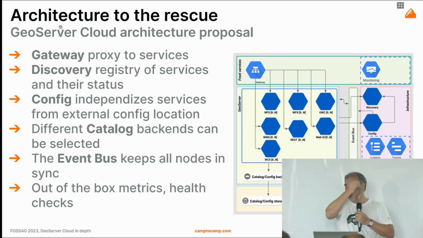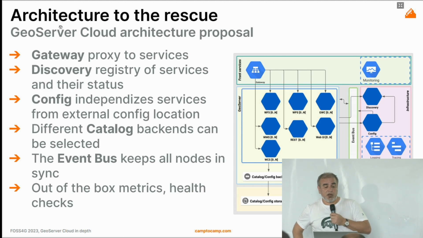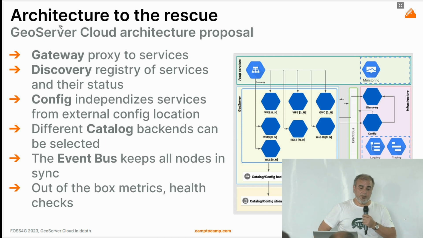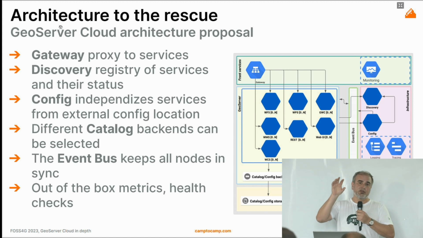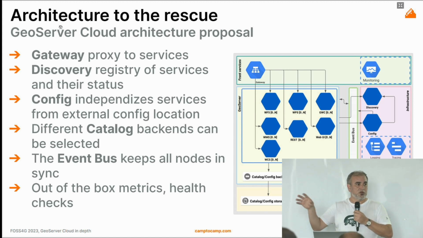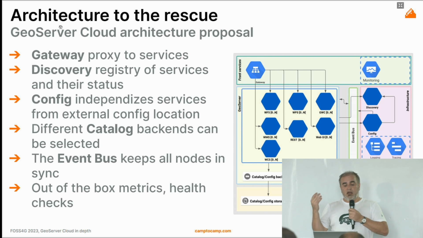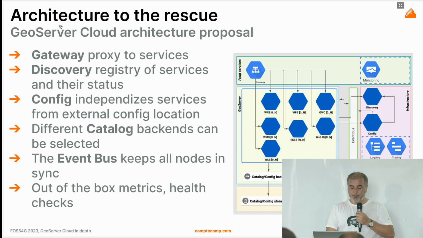So, speaking of architecture to the rescue, GeoServer Cloud's architecture. It's composed of also the discovery and the config that's provided by Spring Cloud. And then we need to separate GeoServer-specific capabilities into their own microservices. And we will see how to do that in the future.